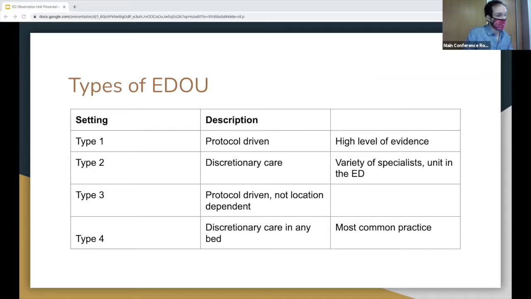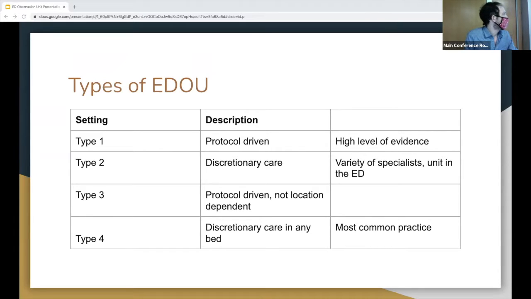There are 4 types of observation units. This is coined by Ross, in the landmark papers around observation, types 1 through 4. Type 1 is a single place in the hospital, like we have, and all protocols are followed. Type 2 has a little bit of discretionary care, so there are some protocols, but there are also people that are admitted outside of protocols.